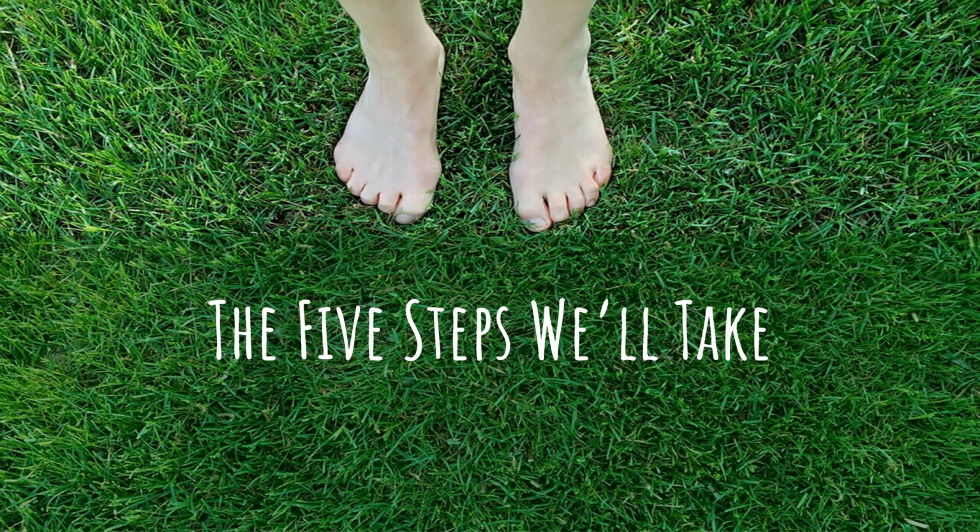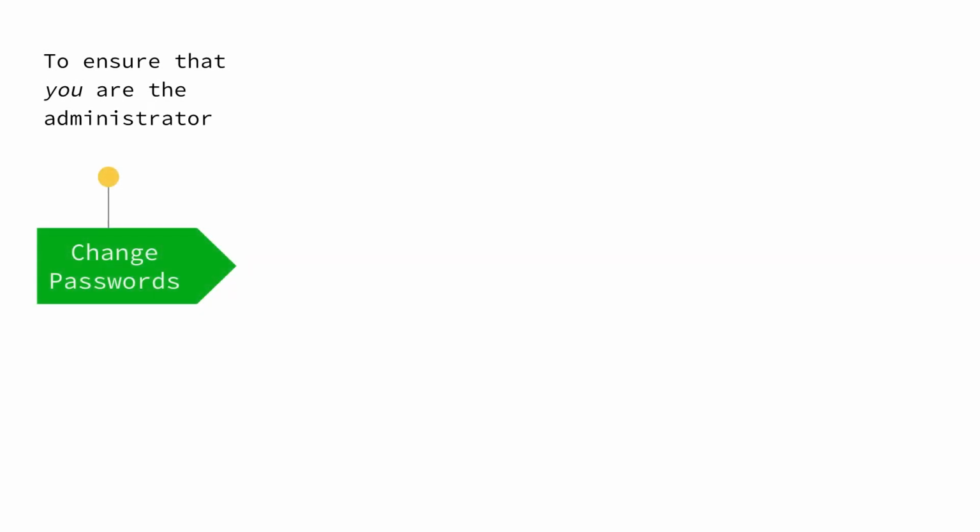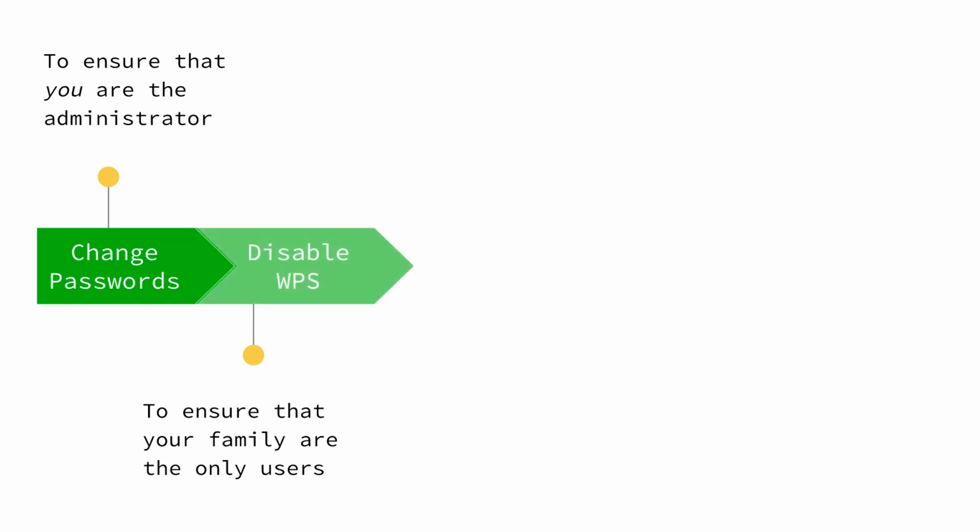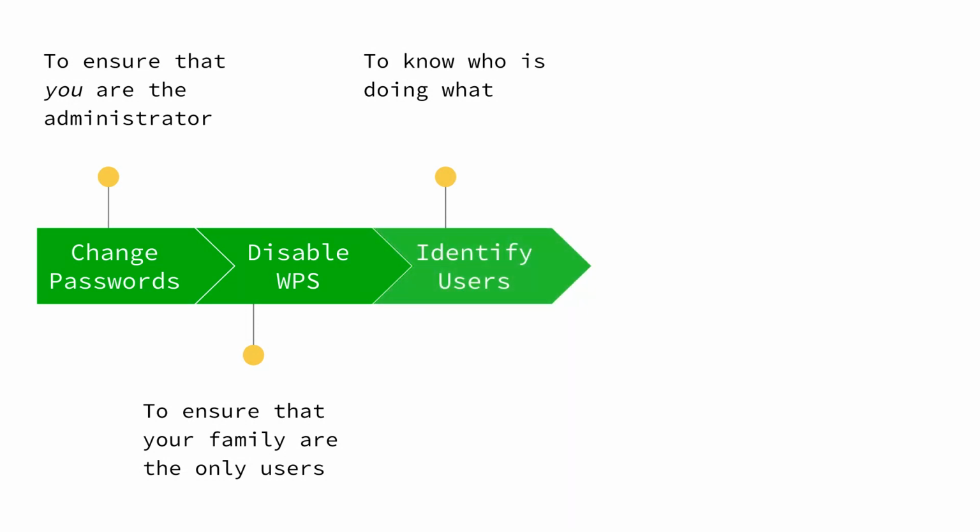We'll break this down into 5 steps, and the steps we'll take are: first, to ensure that you are the administrator of your wireless router, we'll make sure to change the default passwords. Next, to ensure that your family are the only users, we'll disable some of the access features like WPS. And to know who is doing what on your wireless connection, we'll look at how to identify users.